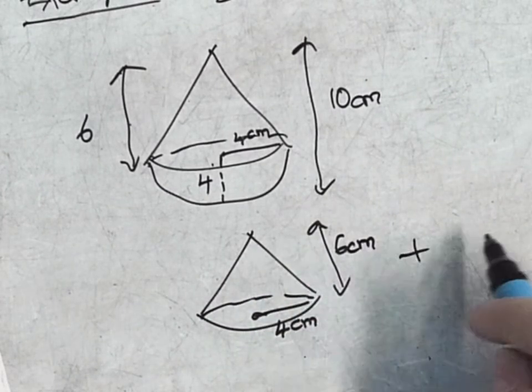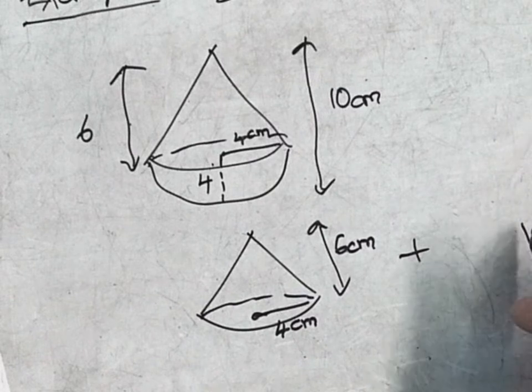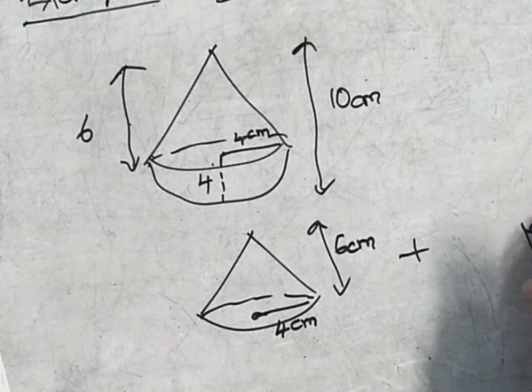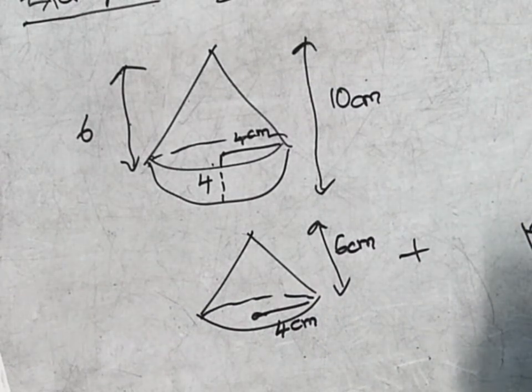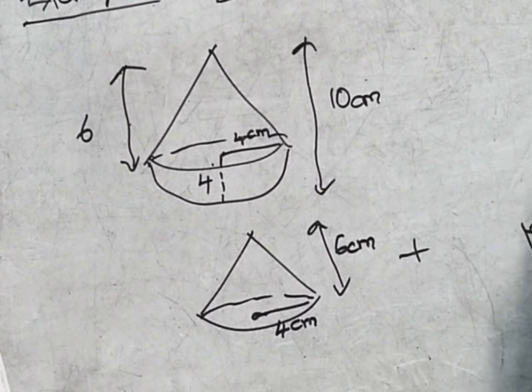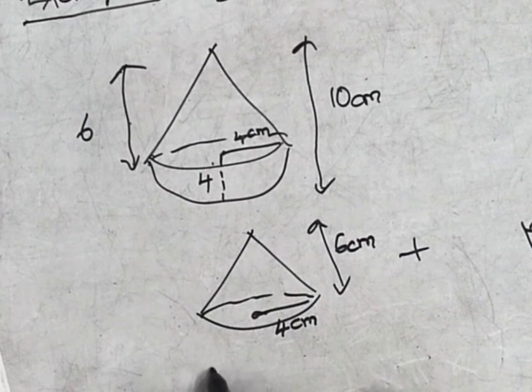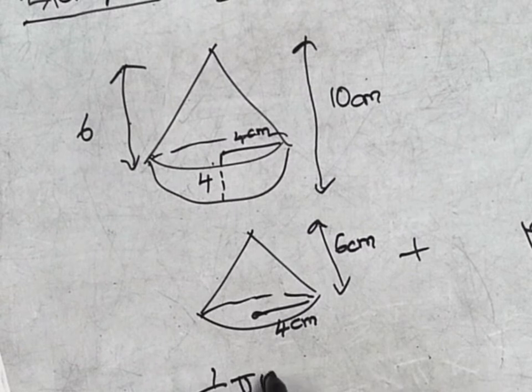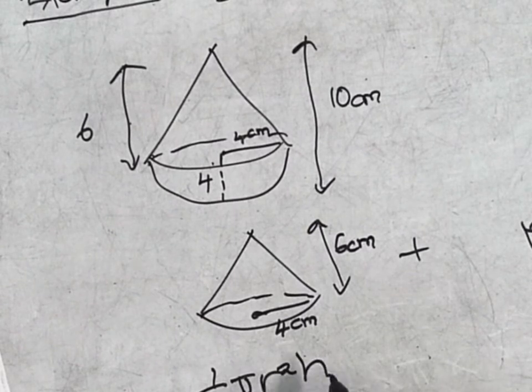And then I need to add that to the volume of the hemisphere down at the bottom, and I only need one reading for a hemisphere, and that's the radius, which is 4 centimetres. So off I go to my log tables, and I get the formula for the volume. For volume of a cone, it's 1/3 pi r squared h.